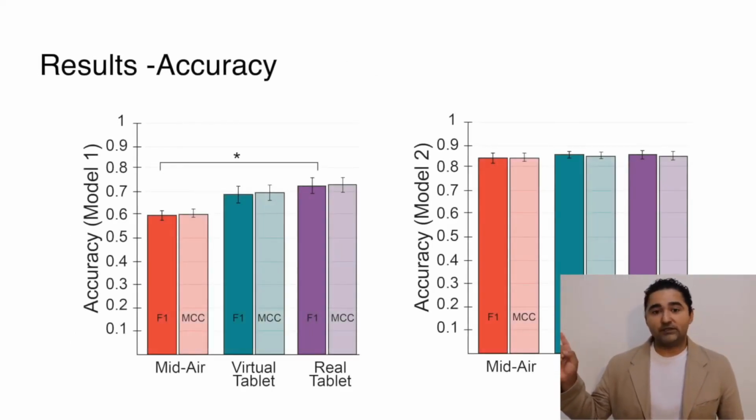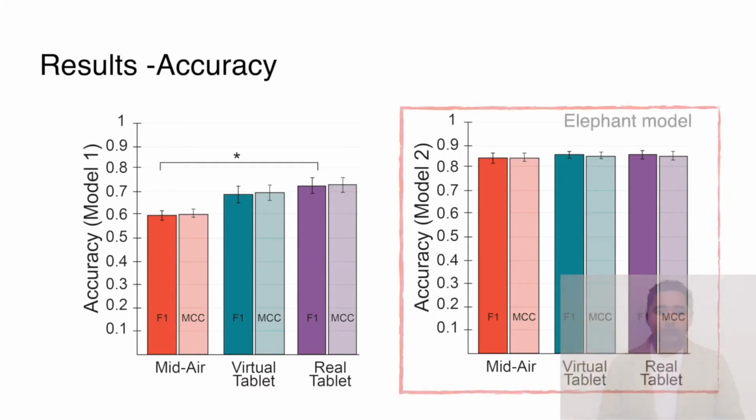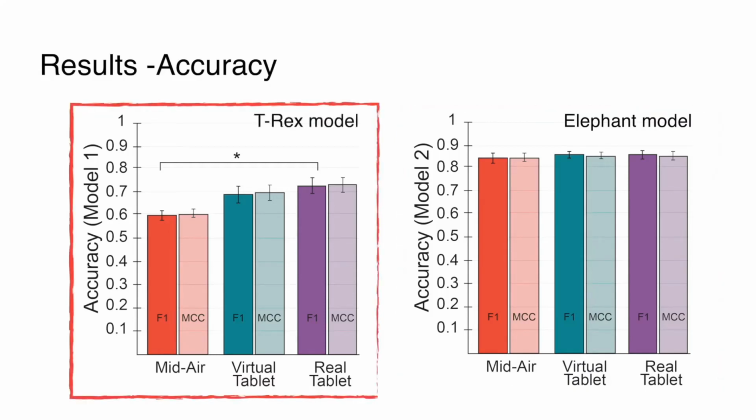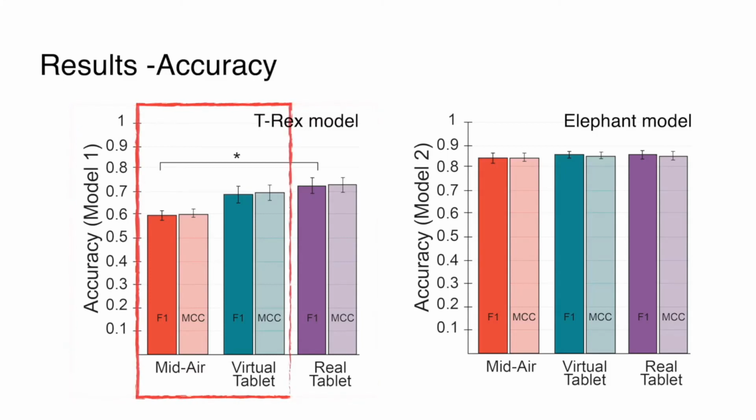In the results, we found that participants' accuracy depended on the occlusion level of the model. For example, we found no difference in accuracy across the three conditions when participants were interacting with the elephant model, the less occluded. However, in the T-Rex model, we found that in real tablet condition, participants were significantly more accurate than in mid-air condition. But even when virtual tablet condition also outperforms mid-air condition, the difference was not statistically significant. This suggests that the physical surface in the real tablet was clearly beneficial due to the extra haptic and stability support.